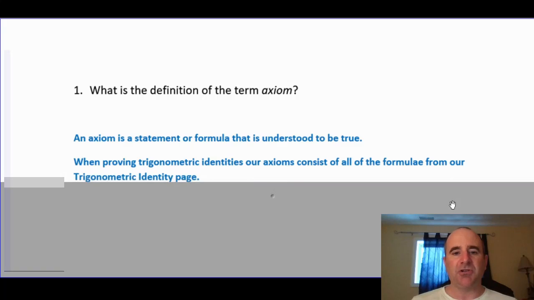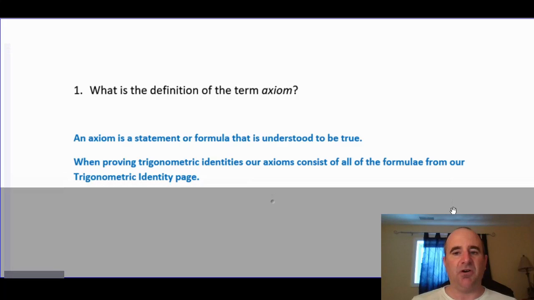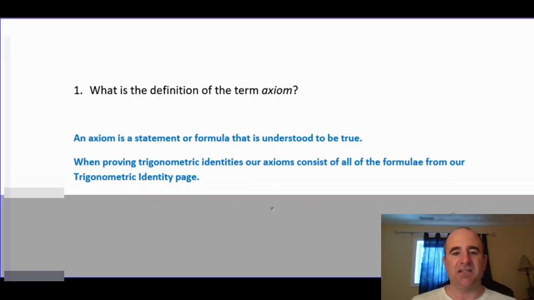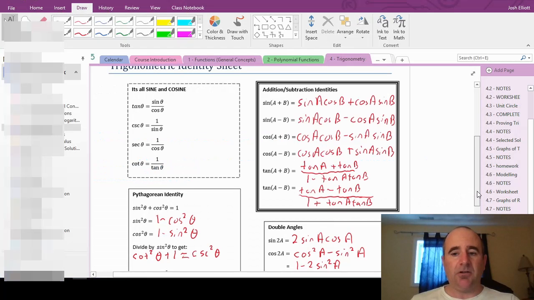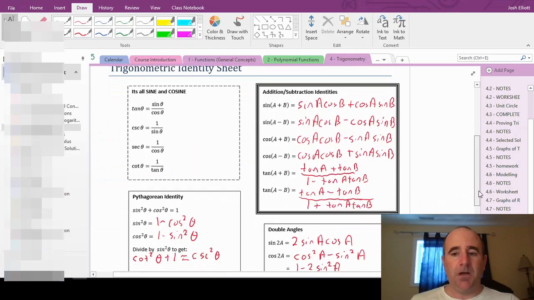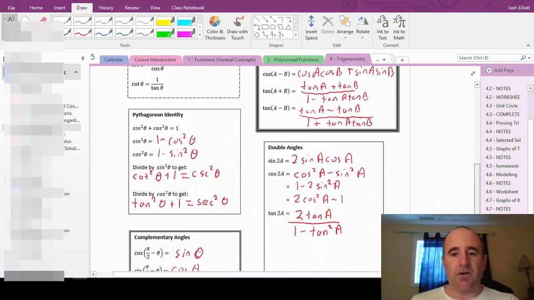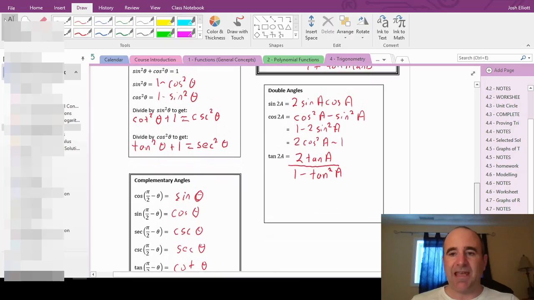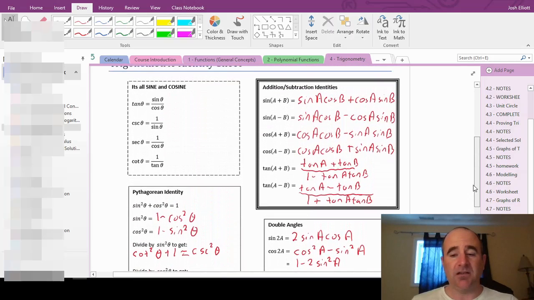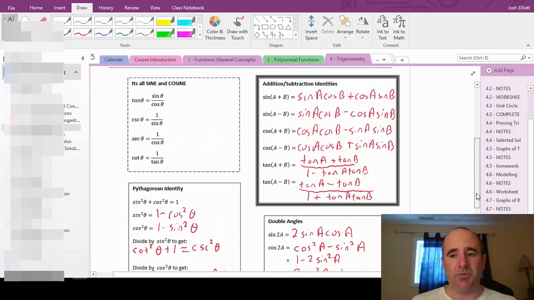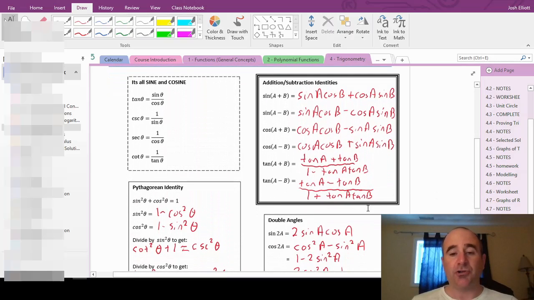When proving trigonometric identities, our axioms will consist of all the formulas from our trigonometric identity page. So just to bring those up here, these are all the identities we've looked at so far this year, and you can use any of these identities in our proofs. We're not going to argue about these. We're going to assume that these are true. Unless we're specifically asked to prove one of them, we can use it in any proof we want.